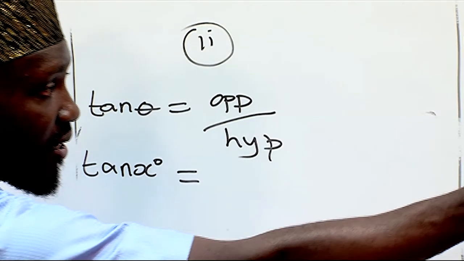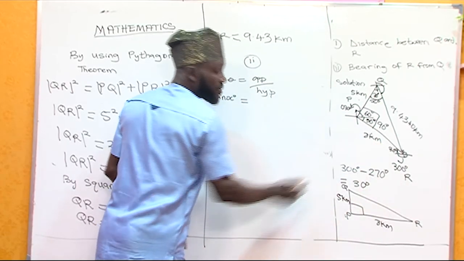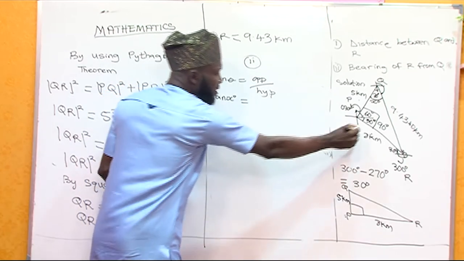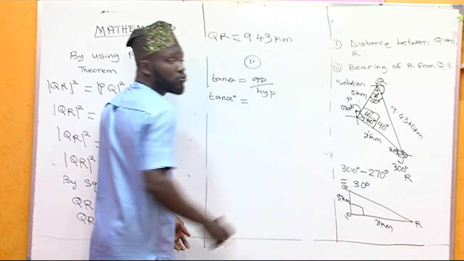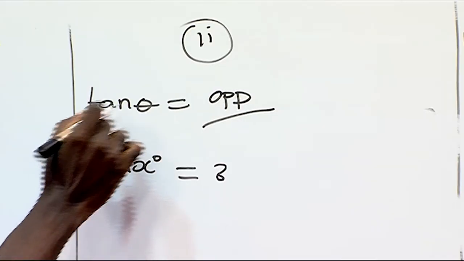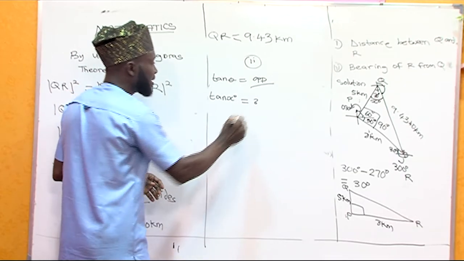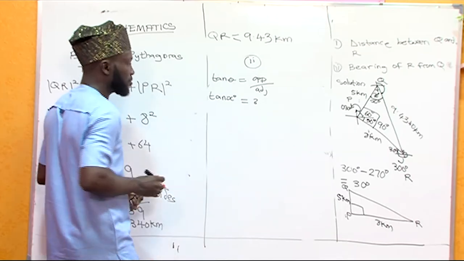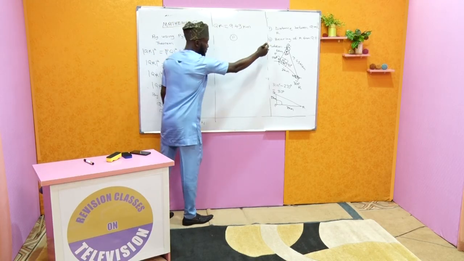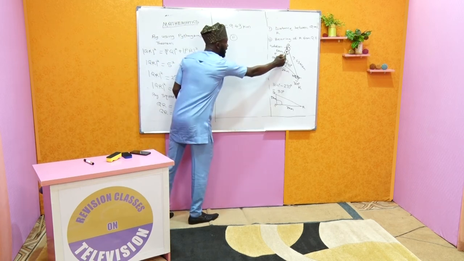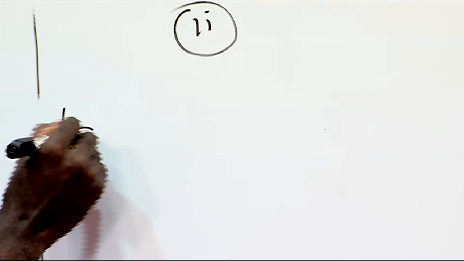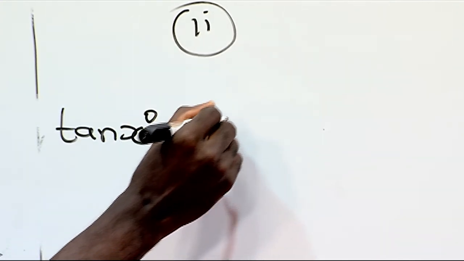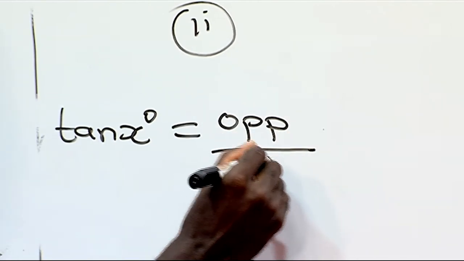What is my opposite? The angle facing this line is always represent our opposite. So if this is my opposite, then this other one is going to be my adjacent, and the long line is going to be my hypotenuse. So tan theta is what? Opposite over adjacent. Adjacent, not hypotenuse. Okay. So to get our bearing, all we just need to do is we need to find this theta. And I represent my theta as x degree. So which means, using SOH CAH TOA, we know that tan x degree is equals to opposite over adjacent.